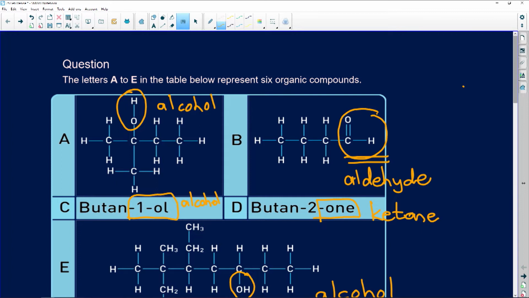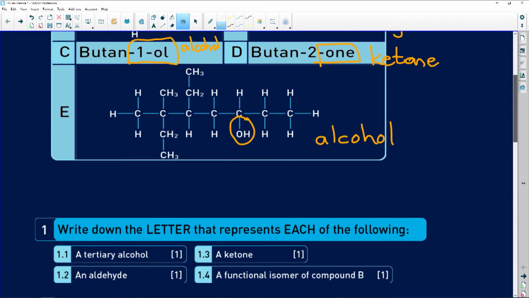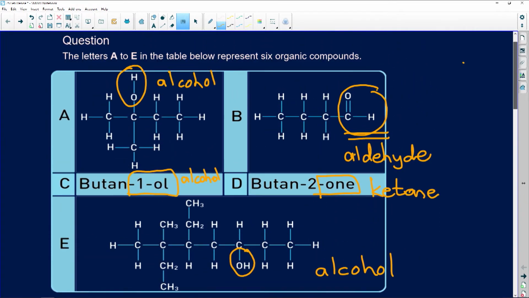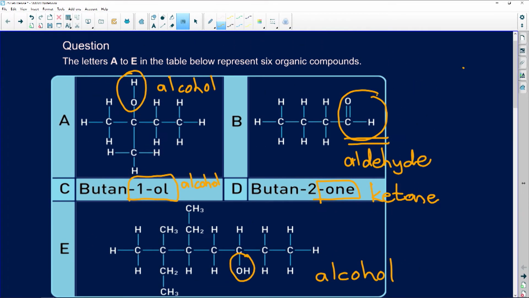All right, so let's look at the first question. It says write down the letter that represents each of the following. A tertiary alcohol. Okay, so first of all, we need to have a look at what is a tertiary alcohol. So a tertiary alcohol, if I have a look at my compounds here, this is going to be a tertiary alcohol. Why? So let me just erase this now. Actually, just start again. So we know that's the alcohol.